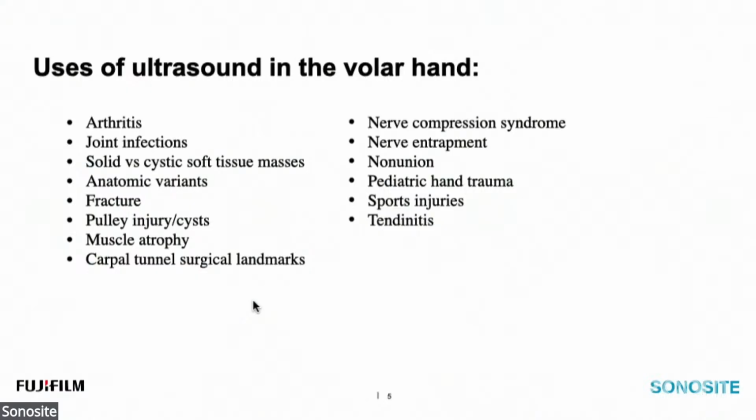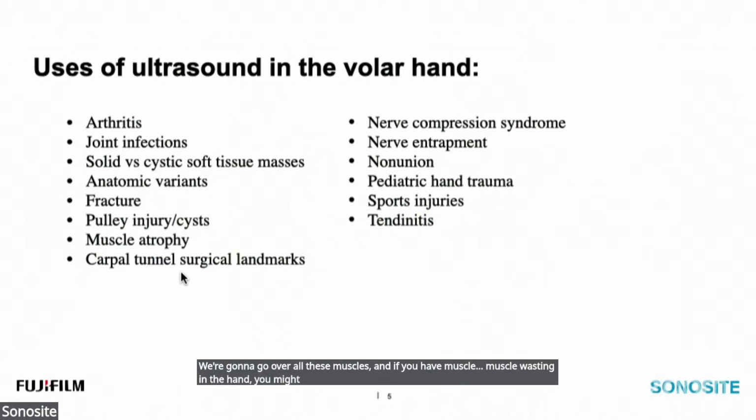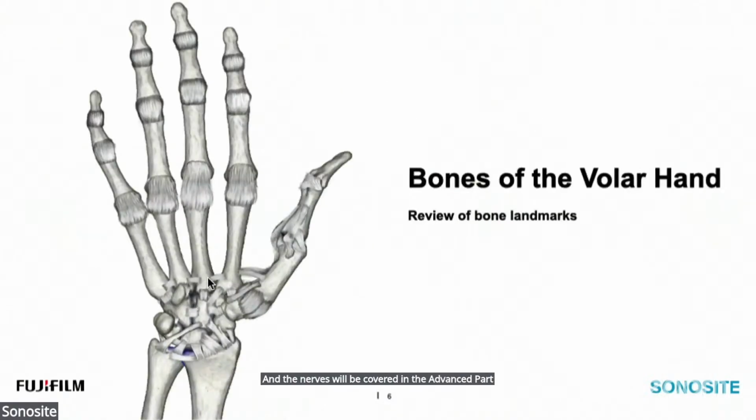Uses of ultrasound in the volar hand are very similar to the last one, mostly solid versus cystic. I think that's going to be a big answer for you. High yield would be ganglion cysts, for example, or tendon tears. If it's a retracted tendon or a ganglion cyst, we see that quite a bit in the hand. Muscle atrophy will be a big one. We're going to go over all these muscles, and if you have muscle wasting in the hand, you might want to go check out the nerves, and the nerves will be covered in the advanced part 4.